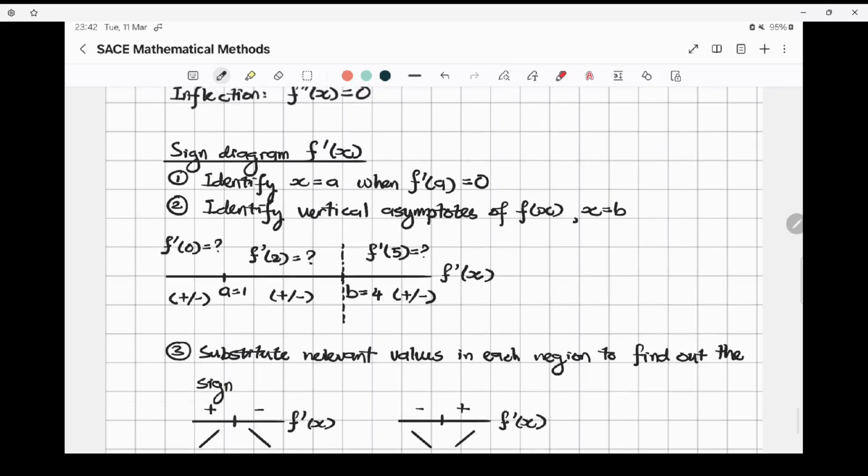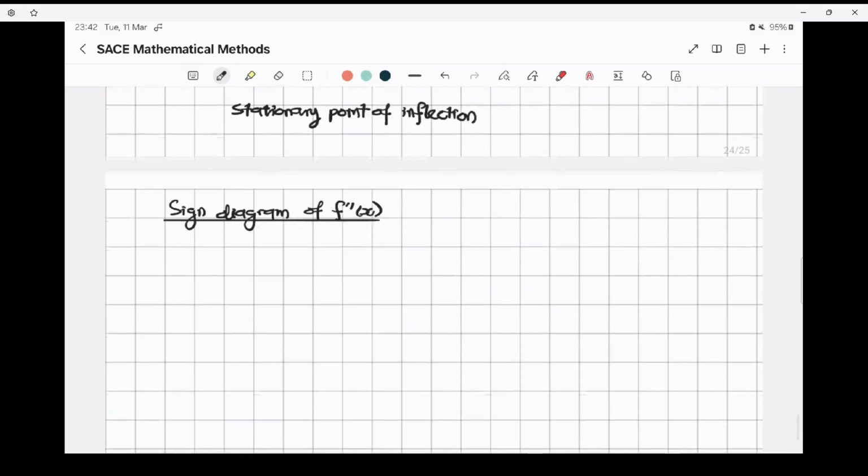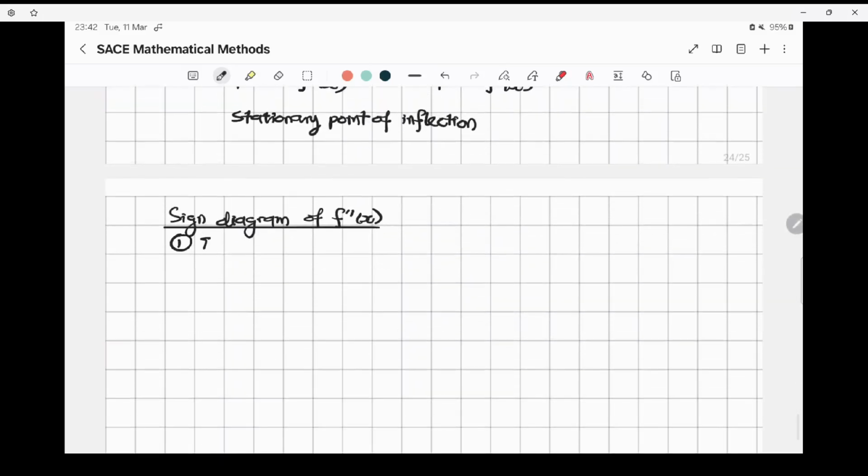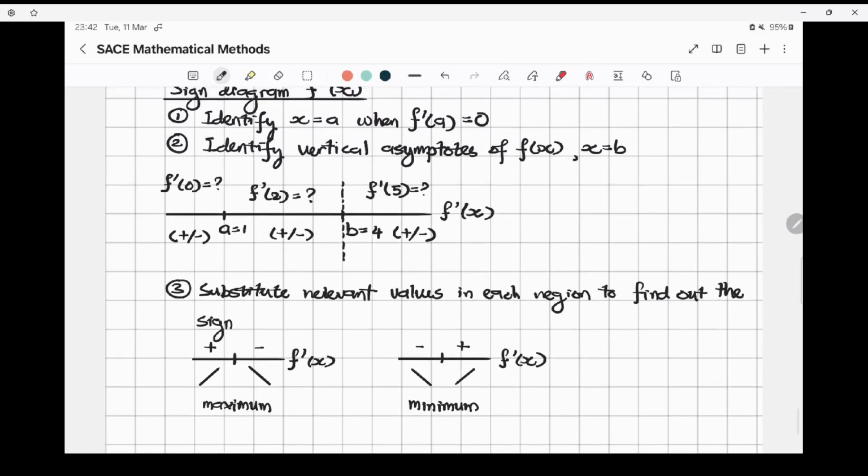So following the same step, the first thing you need to identify is your x when f double prime of x equals 0. Identify vertical asymptotes.